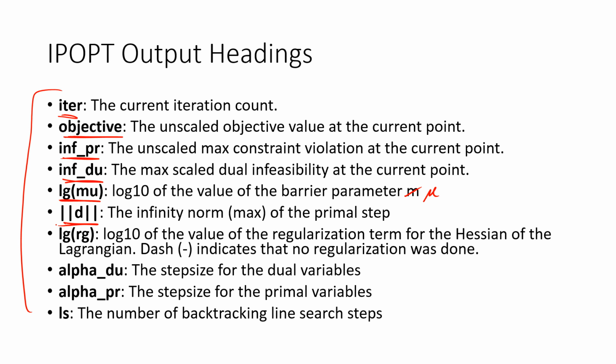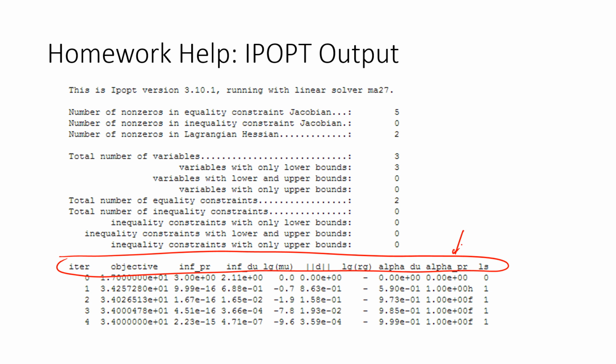D is the infinity norm max of the primal step. This is any regularization right here, meaning the second derivative was not positive definite, and so we had to add some values to the diagonal to make it positive definite. And then we have alpha dual and alpha primal. Those are step sizes for the dual and primal problems, and then you have the line search steps. If you go back here, you'll see each of those described as it iterates. You're going to see this printout of what the solver is thinking about, what it's doing.